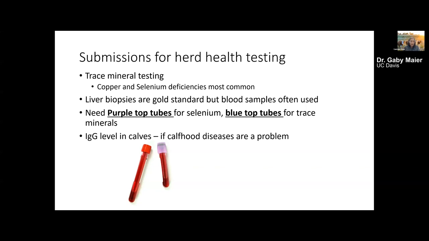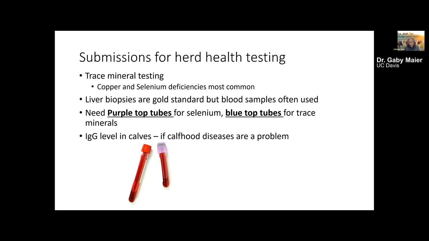So if you do use blood samples, you need a purple top tube for selenium, and blue top tubes are recommended for trace minerals, because the stoppers in those blue top tubes don't contain zinc. The other ones, the red top tubes, they do, and so the zinc could be inaccurate.